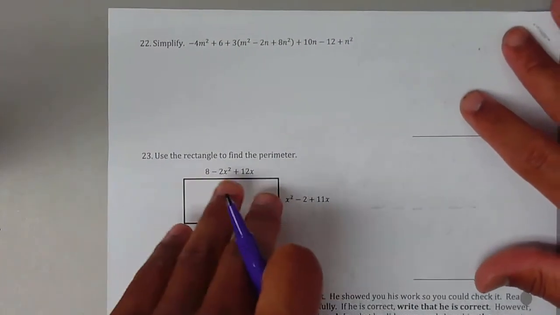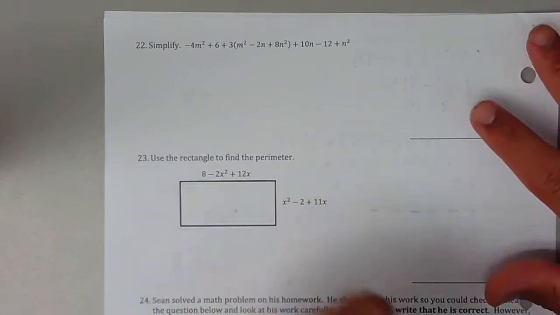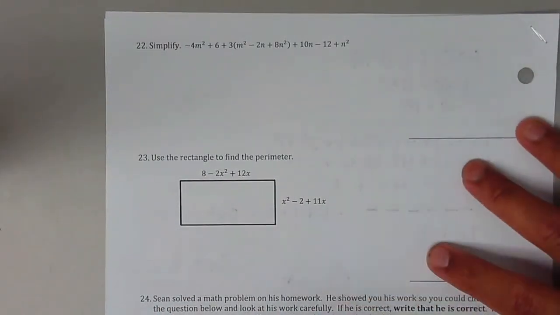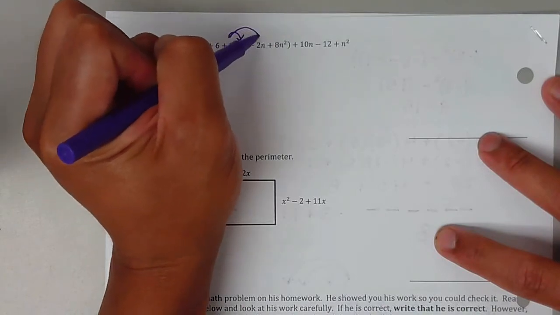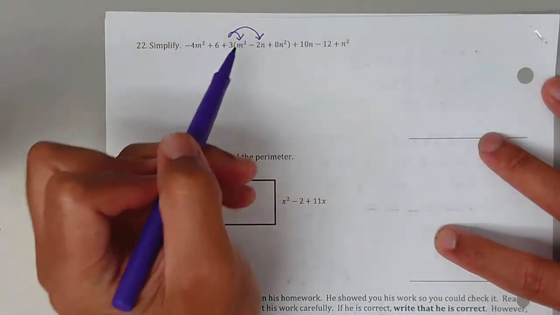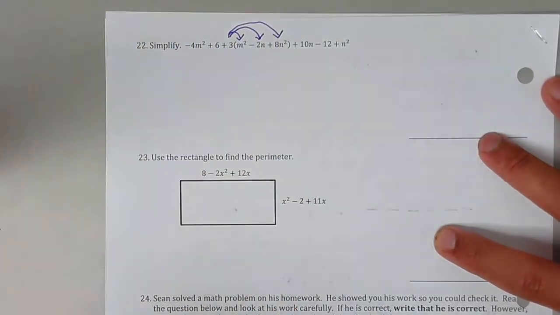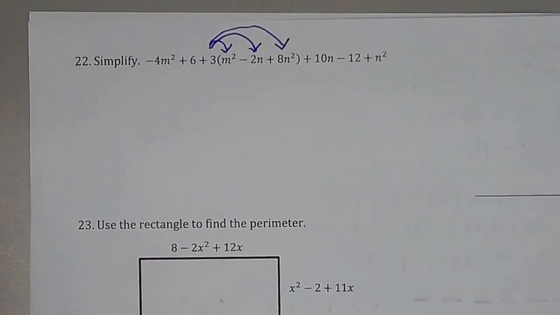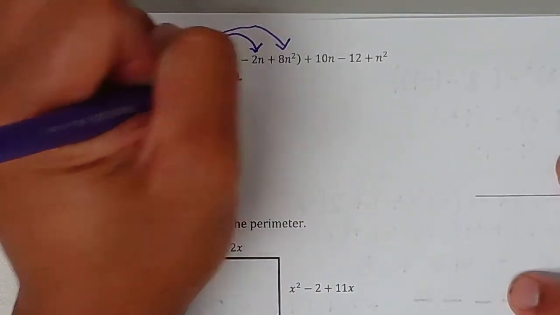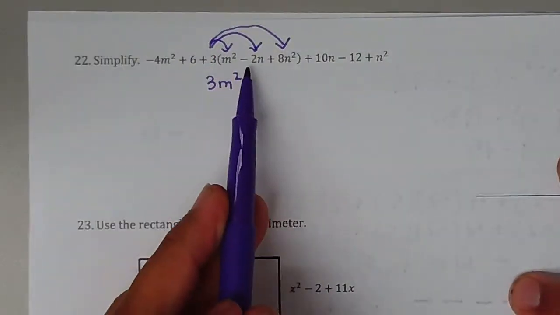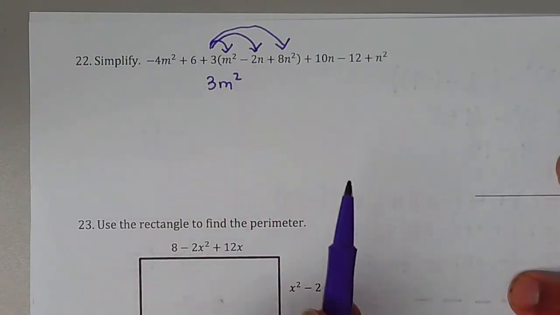All right, our last page. We see parentheses. We know that we have to distribute that 3 to each of those. So let's do that, then that, and then that. All right, so 3 multiplied by m squared is literally 3m squared. 3 multiplied by negative 2n gives us minus 6n.